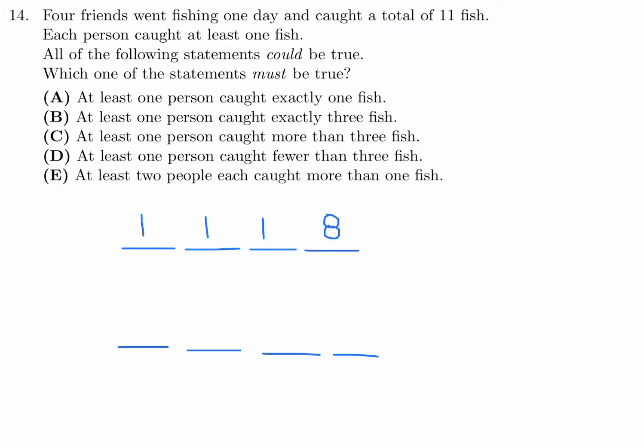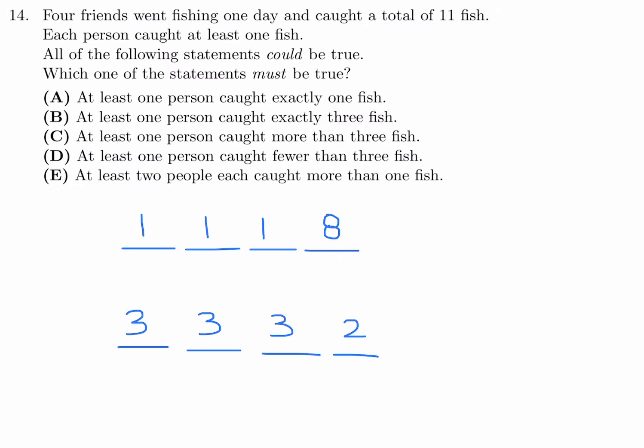It's very uneven. The other scenario on the other end of the spectrum is when it's completely even. But 11 is not divisible by 4, right? So it can't be completely even, but we can get pretty close. We can do 3, 3, 3, and 2. That's about as even as we can make it. So based on these two extreme case scenarios, let's go through the answer choices and see what we can eliminate.